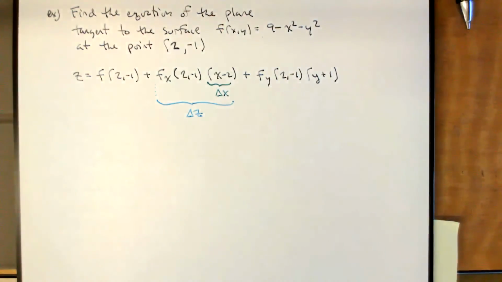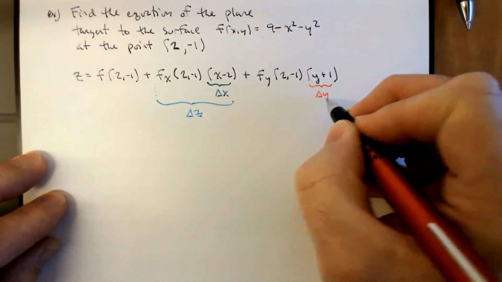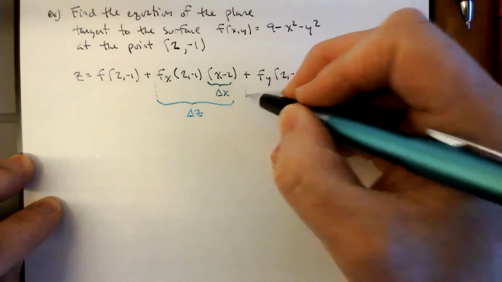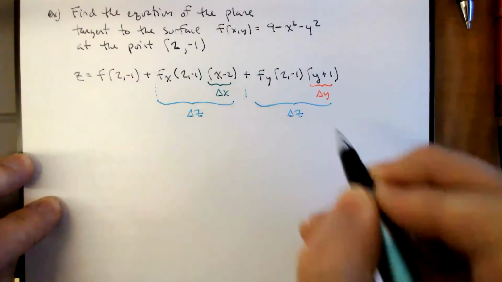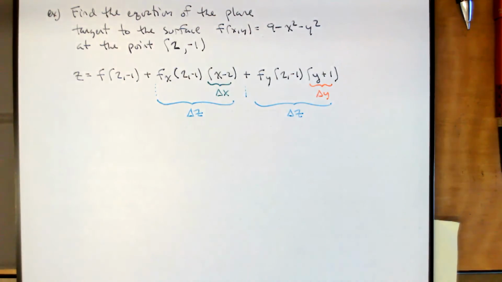Similarly, the y plus 1 is going to mark some change in y. And so fy at (2, -1) times y plus 1 will tell us how much z changes. So this f of (2, -1) is like our starting point. Then we add how much change in the x direction, and we add some amount of change in the y direction.